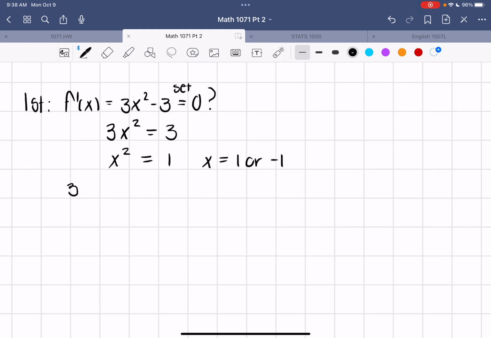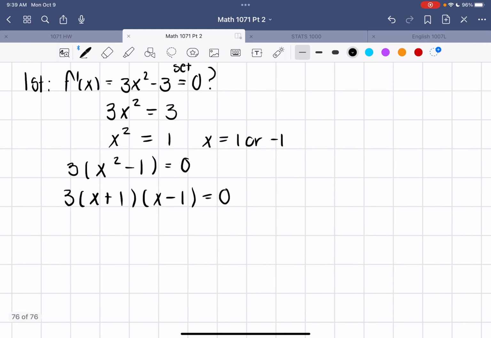You get to the same place, I know. But factoring will come in handy in more complicated problems. So for right now, if you did it that way, fine, no problem. That's great. My point is that there are two critical points. X could be negative 1 or x could be positive 1.